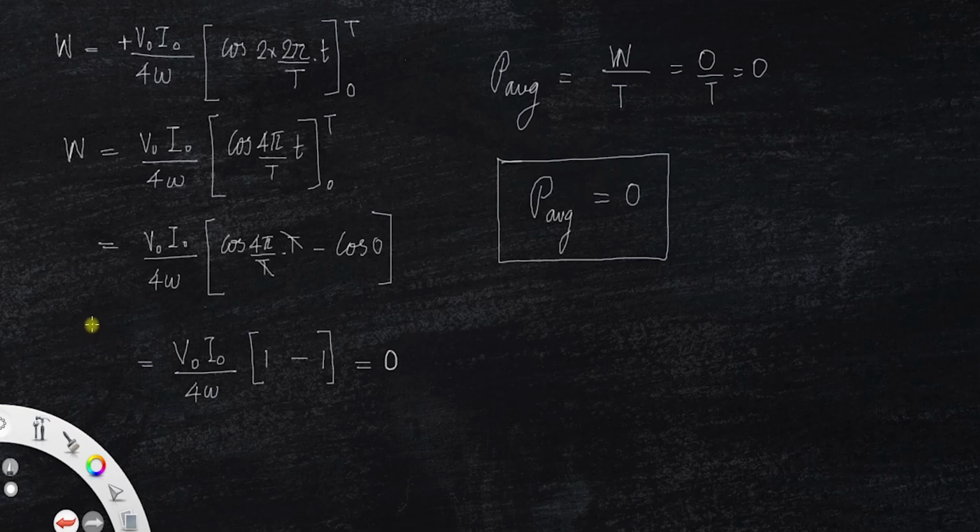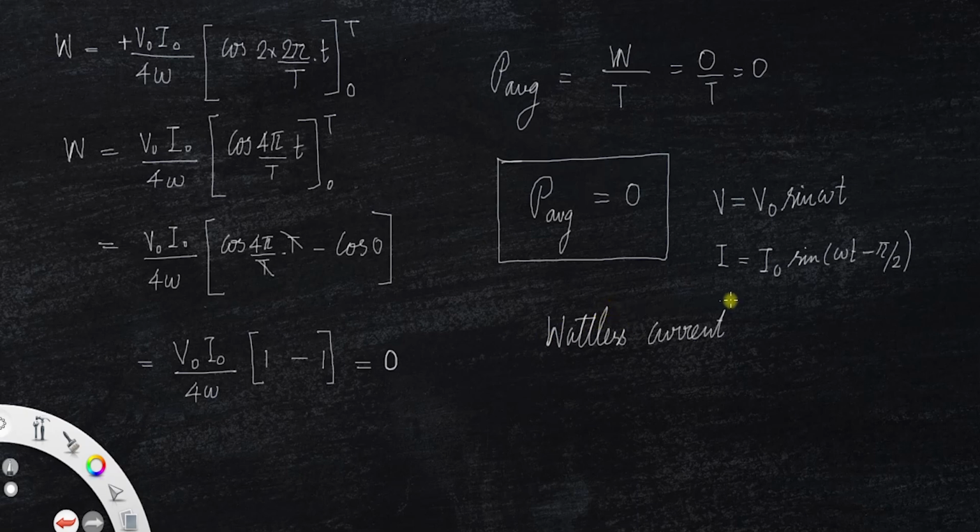Clearly there is a voltage V0 sine omega t, and there is also a current I equal to I0 sine omega t minus pi by 2. Even though there is flow of current through the inductive circuit, this current provides no power. So that current is called wattless current. We discussed this in the LCR circuit. The current which provides no power to the circuit is called the wattless current.